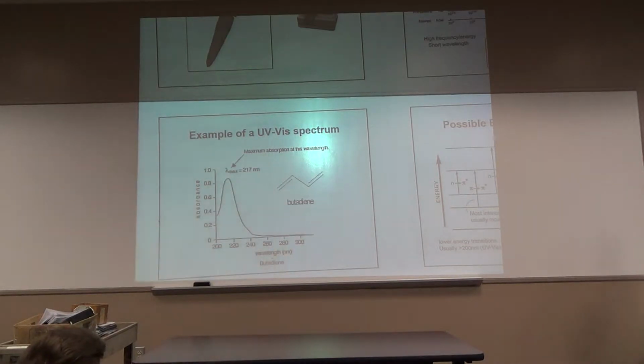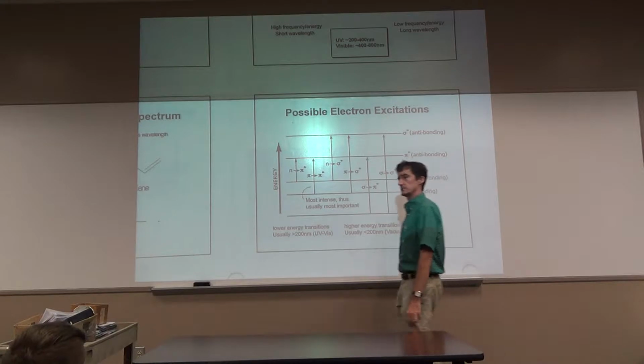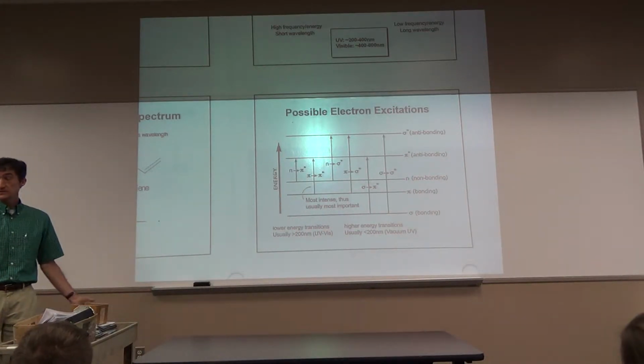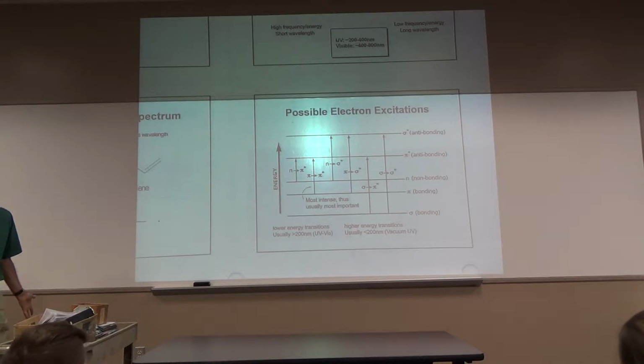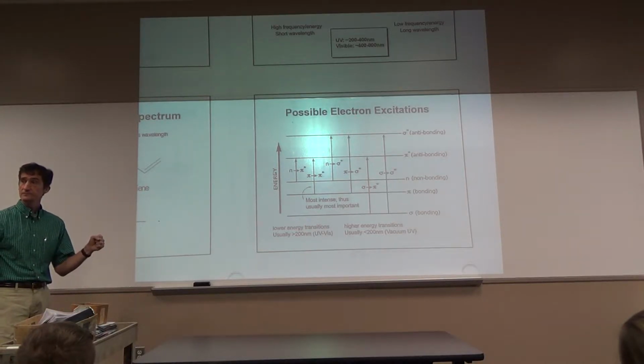Why does the compound absorb? Well, it's due to electrons being excited. Electron excitation. A lot of times UV-Vis is called electronic spectrum. Electronic spectrum. Why does a compound absorb IR?